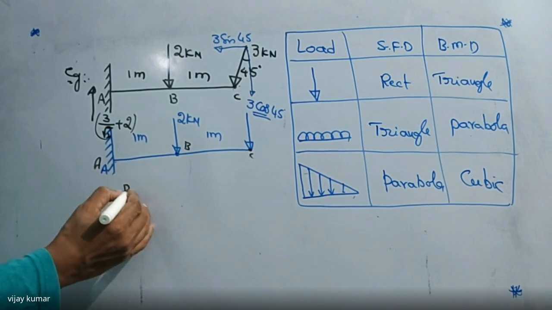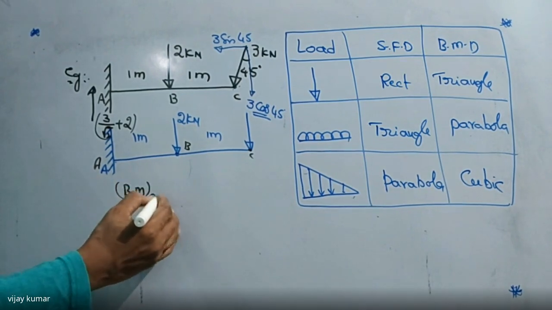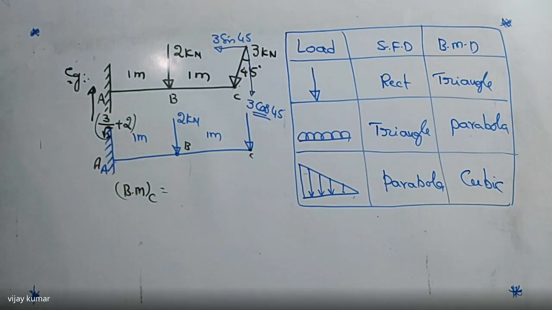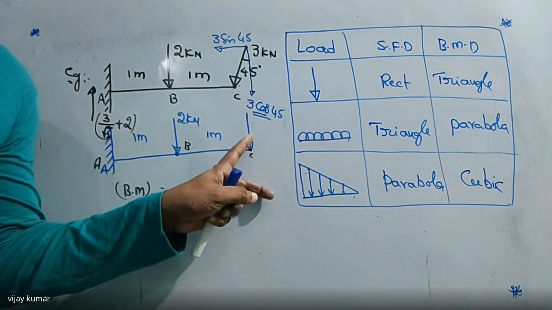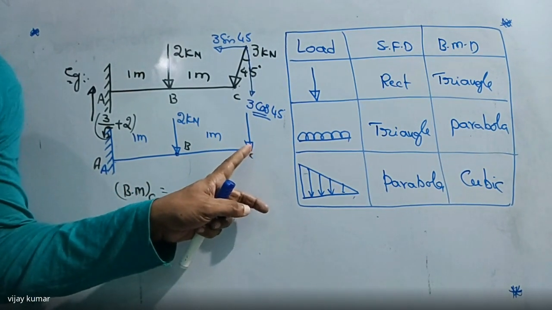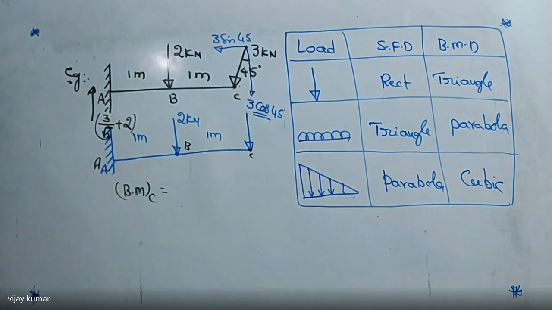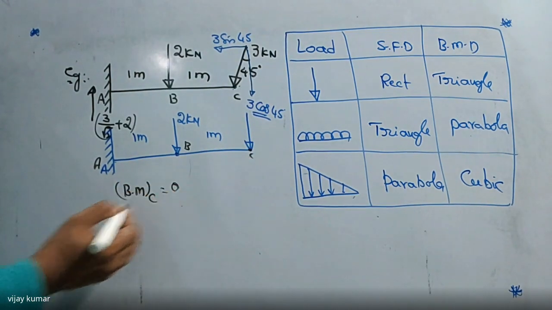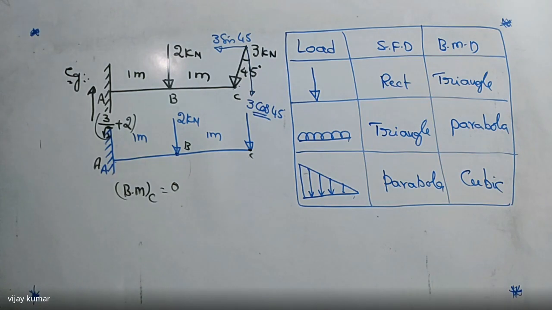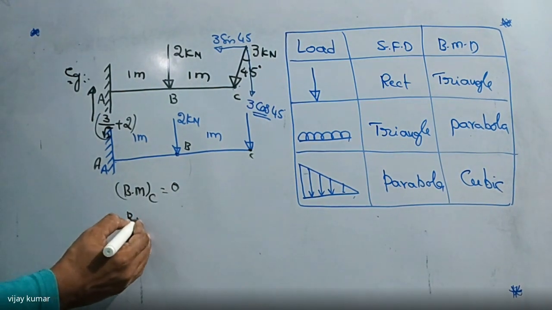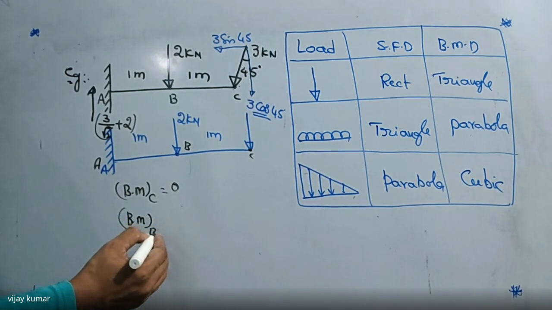So I'm writing here bending moment at point C. At point C means this force is passing through this point. So there is no perpendicular distance between the point and the force. So bending moment must be equal to how much? Zero. Did you get it? Right.